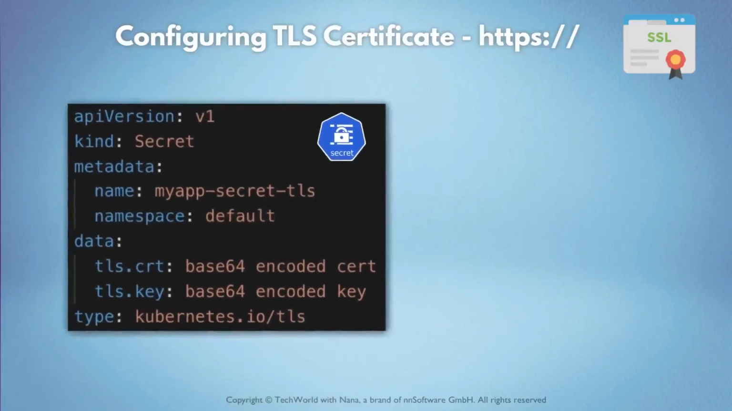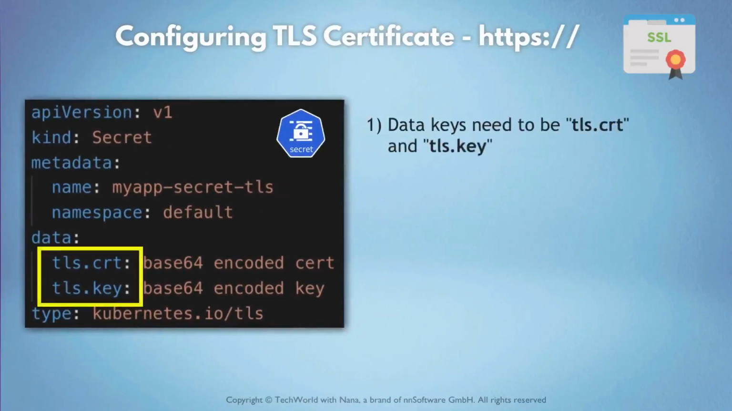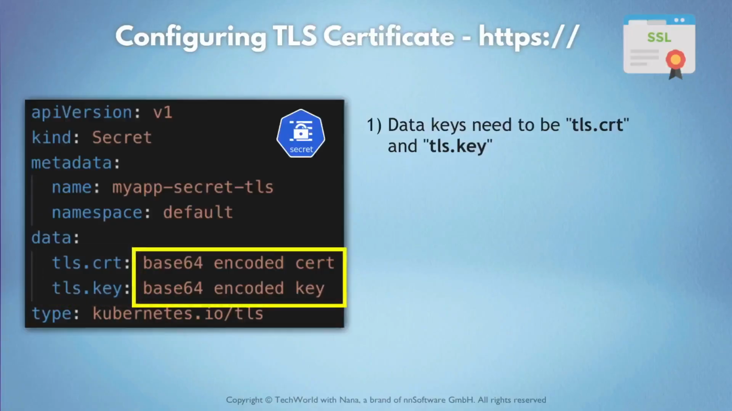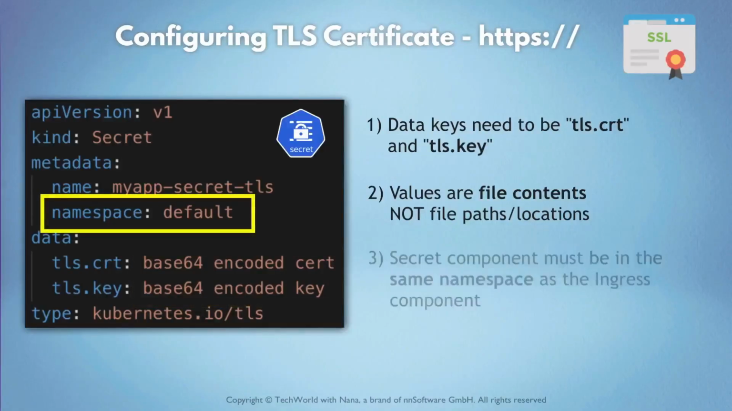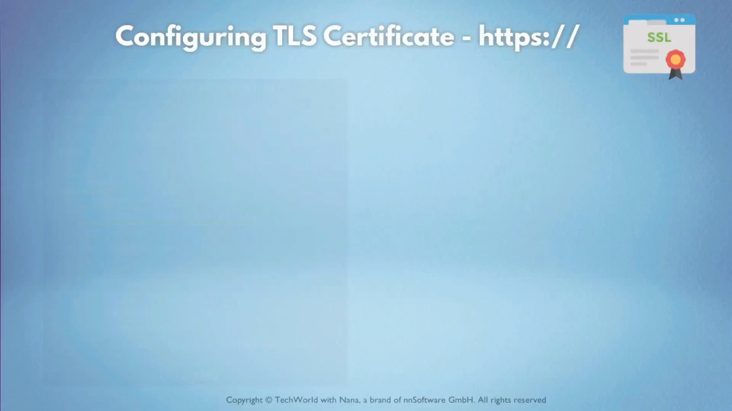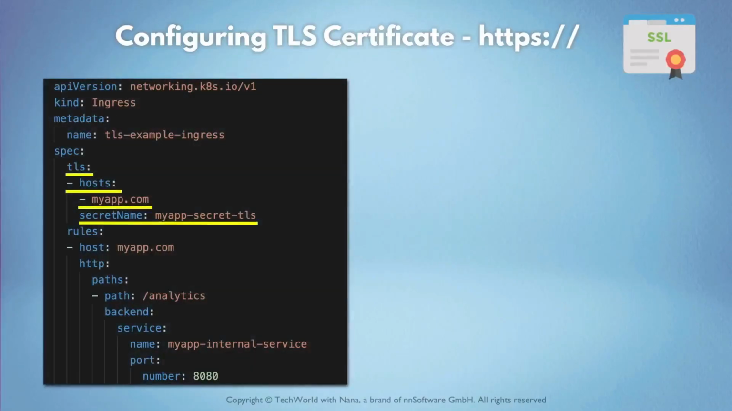And there are three small notes to be made here. One is that the keys of this data have to be named exactly like that. The values are the actual file contents of the certificate or key contents and not the file path or location. So you have to put the whole content here base64 encoded. And the third one is that you have to create the secret in the same namespace as the Ingress component for it to be able to use that. Otherwise, you can't reference a secret from another namespace. And these 4 lines is all you need to configure mapping of an HTTPS request to that host to internal service.